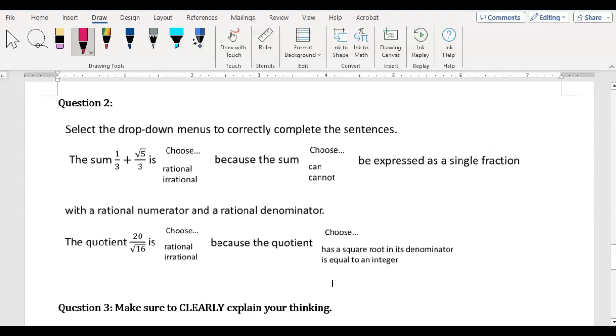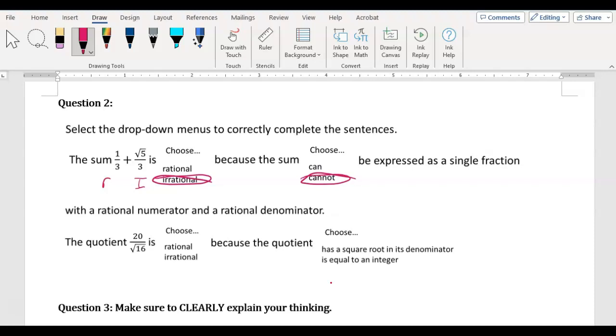Question 2, select from the drop-down menu. So in these there would be little click things you click on, and then you click in the different boxes, right? The sum of 1/3 plus the square root of 5 over 3 is rational or irrational. So this is a rational number plus an irrational number, which means that this is going to be irrational, and that's because the sum cannot be expressed as a single fraction, right?